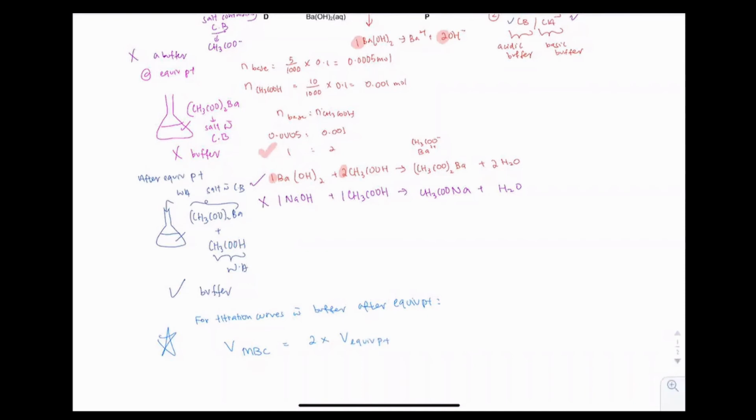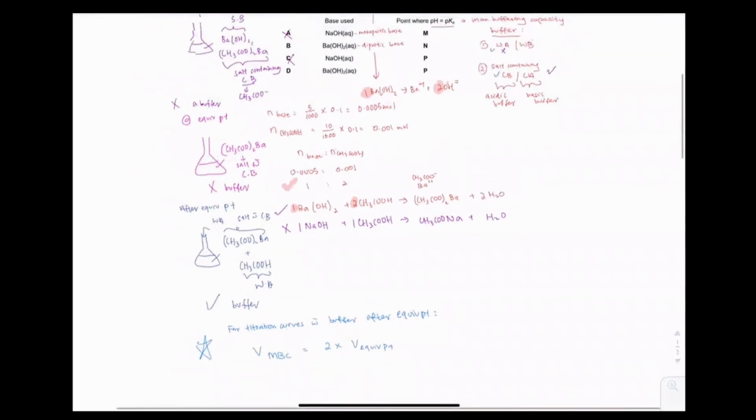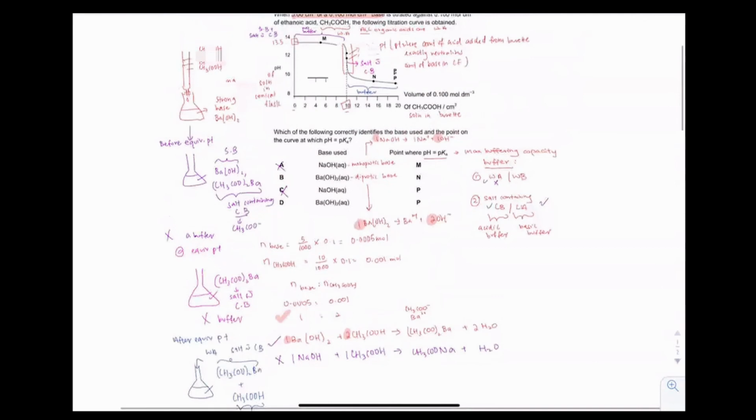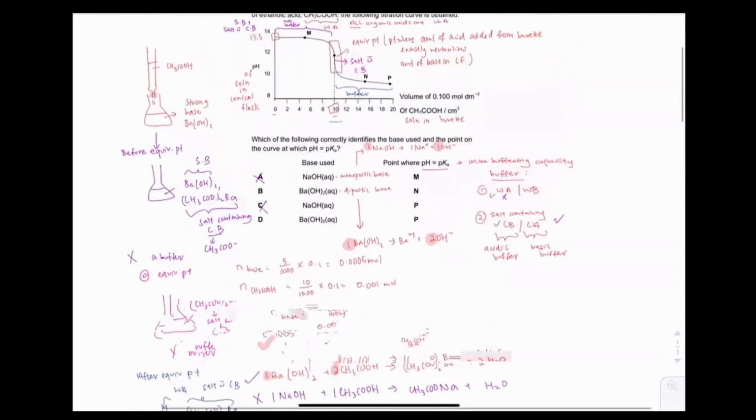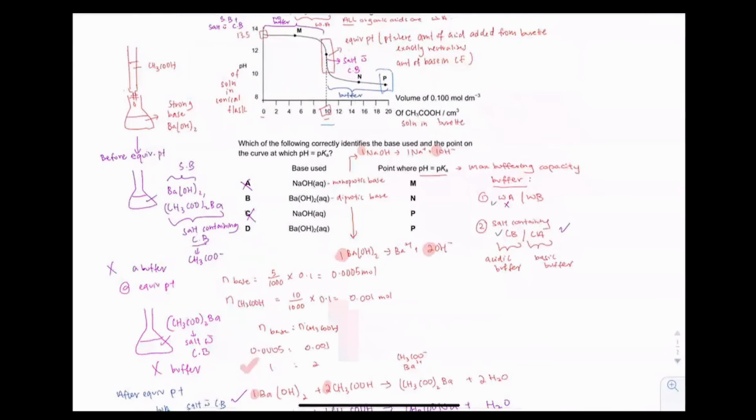So over here in this question, what is the volume required at equivalence point? It is 10. So therefore, 2 times 10 equals 20 cm³ of weak acid. So hence, that will be point P. Hence, the answer for this question is D.